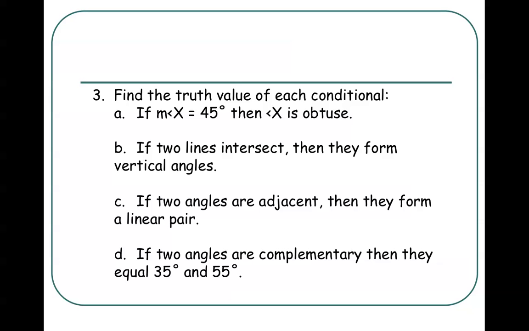Find the truth value simply means are they true or false? False, true, false, false. Okay, and the only one that I think you might have a little bit of questions on is that last one: if two angles are complementary, then they equal 35 and 40 and 55. False, because they could be 45 and 45 and still be complementary, or they could be 30 and 60. All right. The others I think are pretty good.